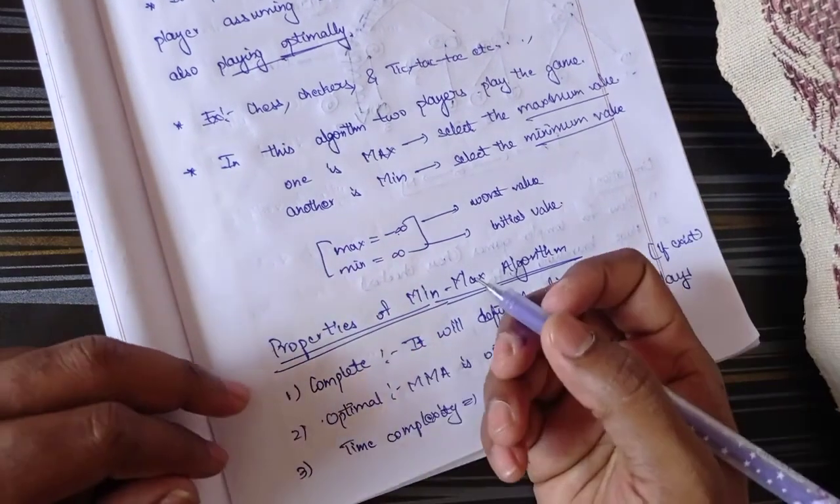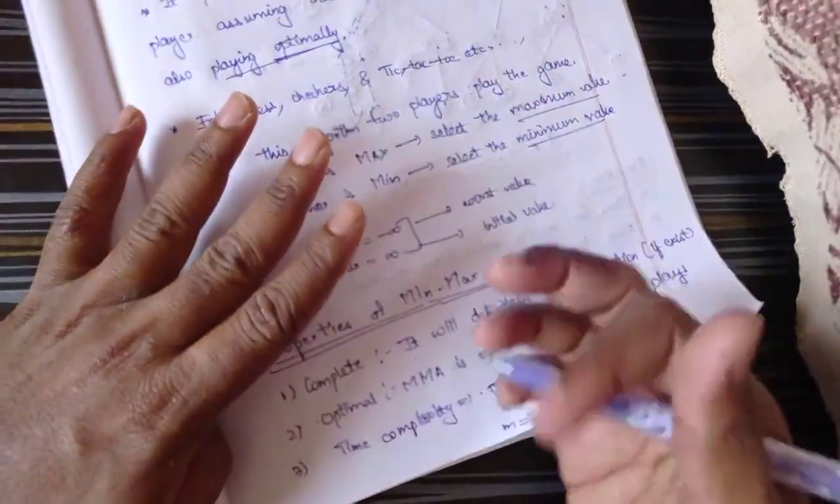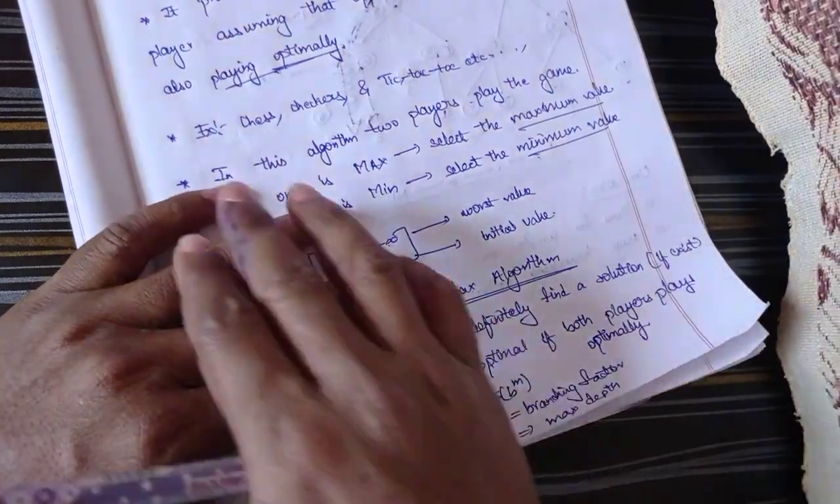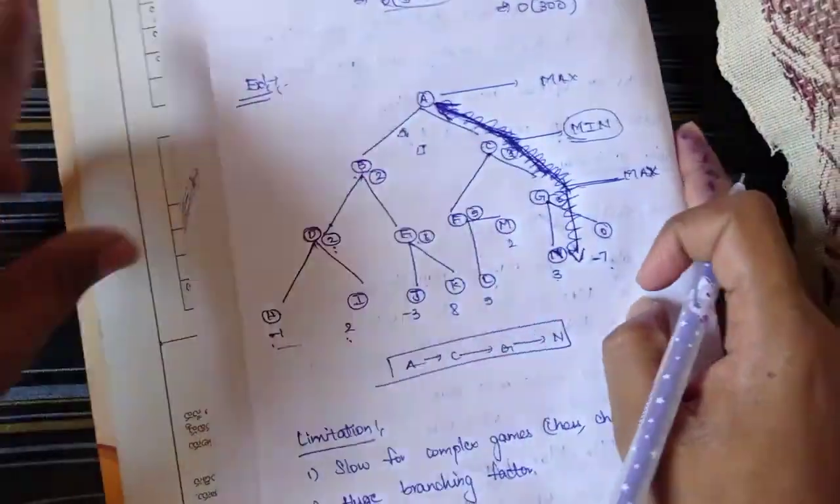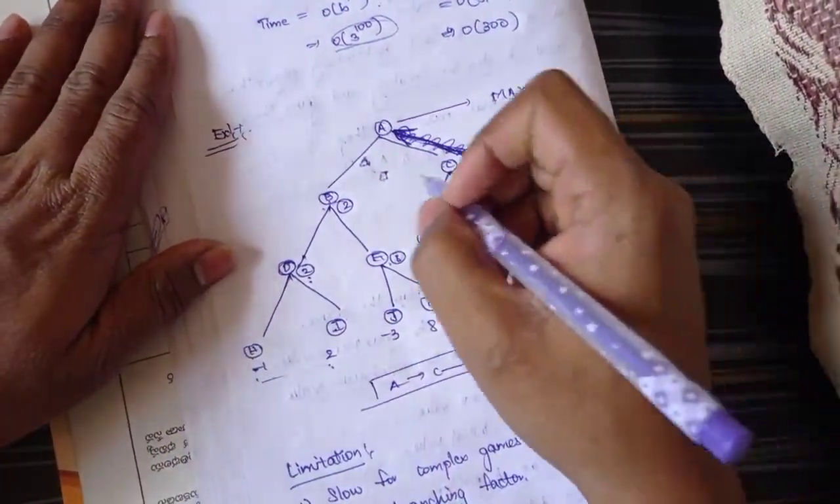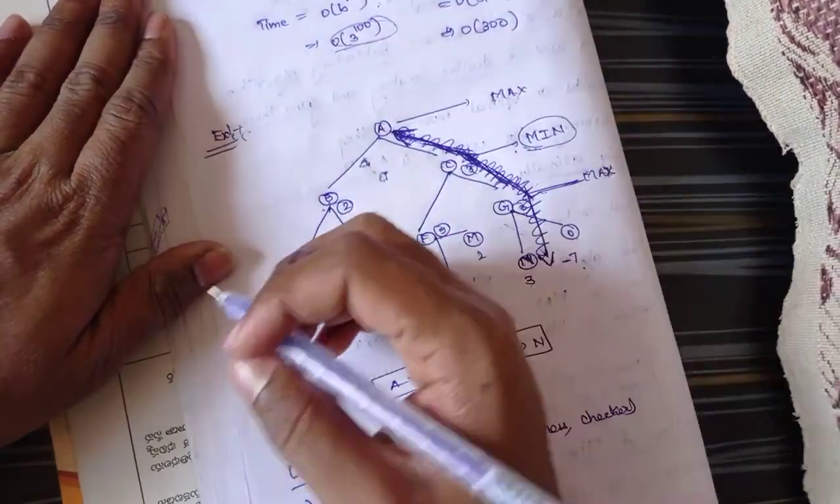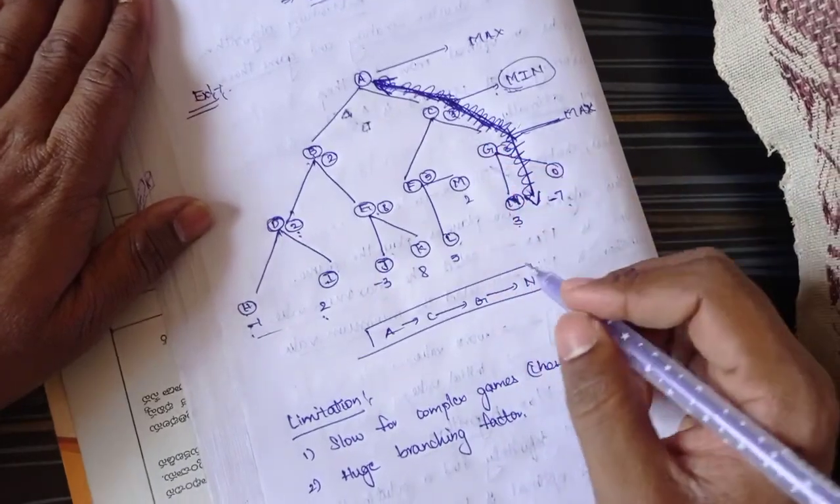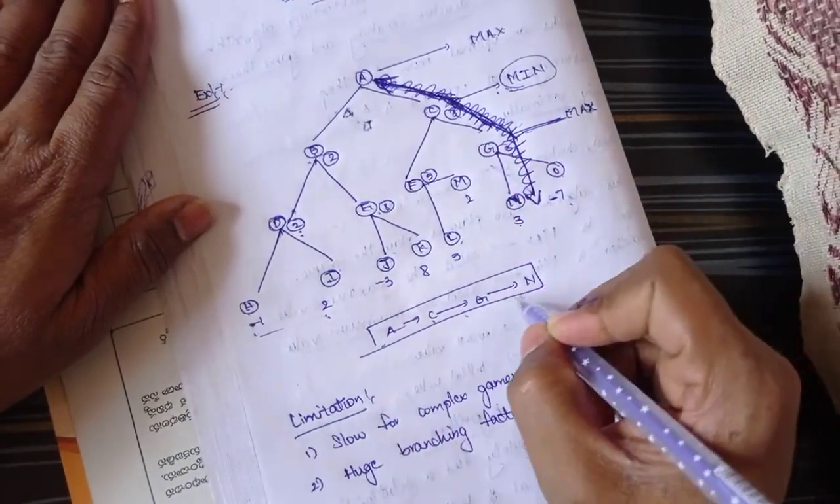So what are the properties? I said four properties, that is, it is complete, it is optimal, it is time consuming, as well as space consuming. So these are the properties of the min-max algorithm. Then later we saw one example where we dealt with each and every node to find the minimum and maximum value, and then we found the path where we get a better solution, that is A to C, C to G and G to N.